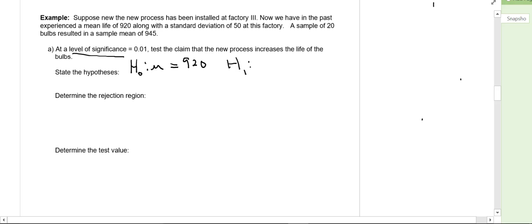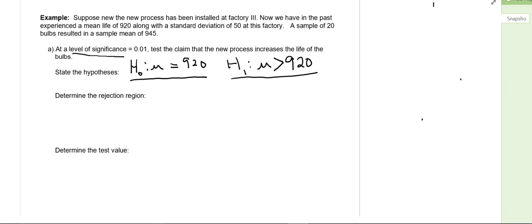I work with H1, is the claim we are making. And our claim is that the population mean is going to actually increase, so it's going to be larger than 920. So there is our hypothesis. H0, to me, I like to say the status quo. H1 is what we are claiming to be different, right? Remember, there are three possible alternative hypotheses: something increased, something decreased, or simply it's different.